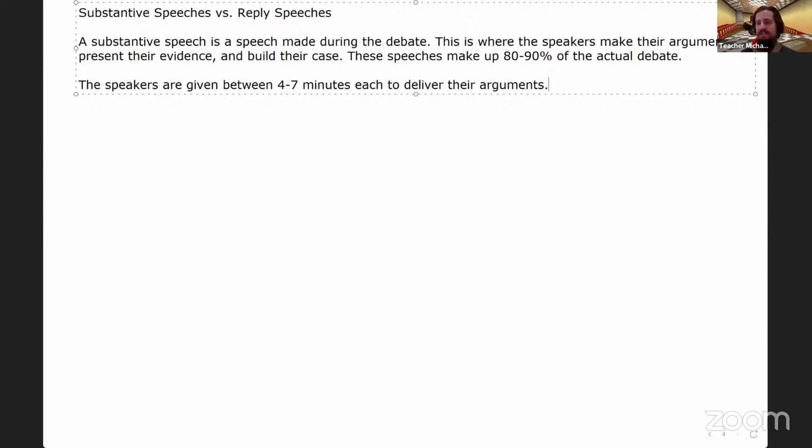Okay, so the substantive speeches versus the reply speeches. These are the two parts of the debate that I mentioned earlier. A substantive speech is a speech made during the debate. This is where the speakers will make their arguments, present their evidence, and build their case. These speeches make up about 80 to 90% of the actual debate. So this is most of what you are doing.